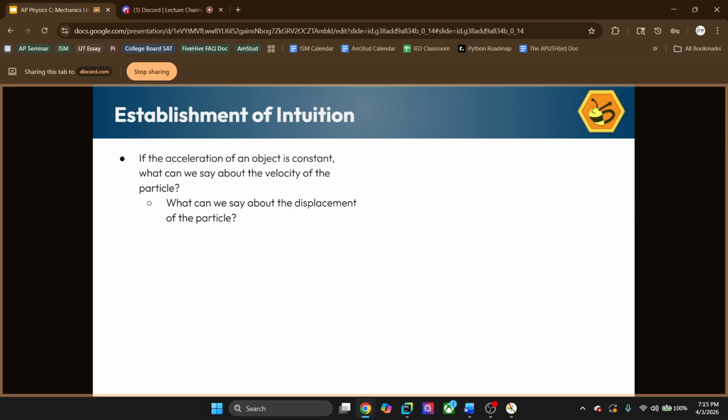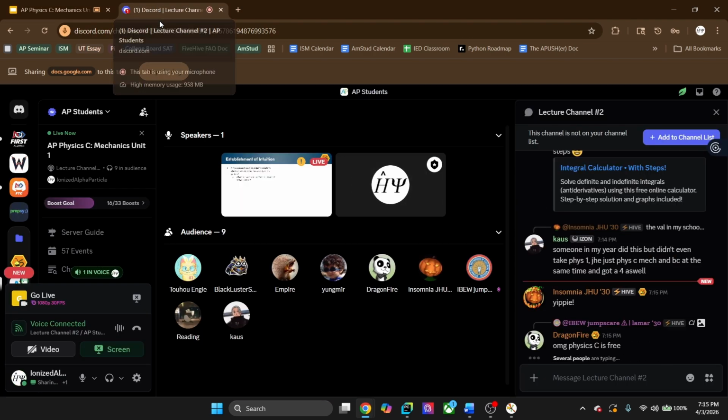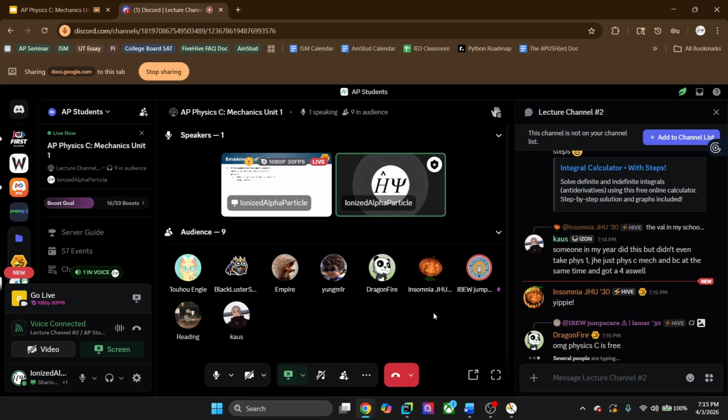Before we look deeply into motion graphs, I'm going to establish some intuition, see how much we know about motion graphs. If the acceleration of an object is constant, what can we say about the velocity of the particle, and what can we say about the displacement of the particle, or the position graph of the particle? I'm going to wait for some of y'all to put the answer in the chat, and I'll also give my own explanation at the end.